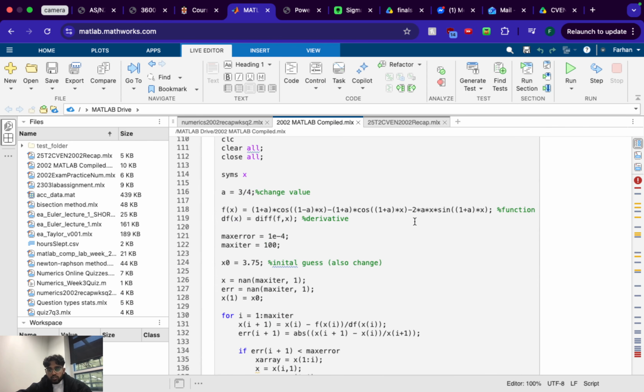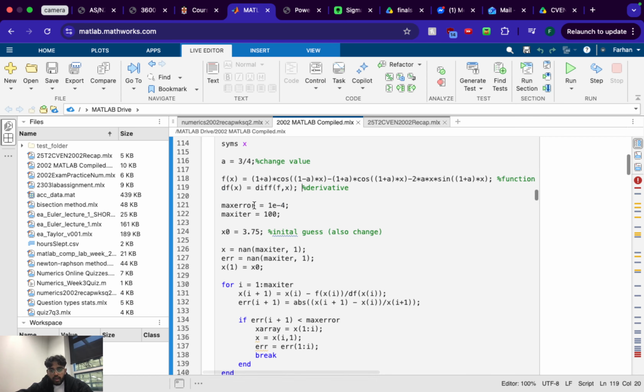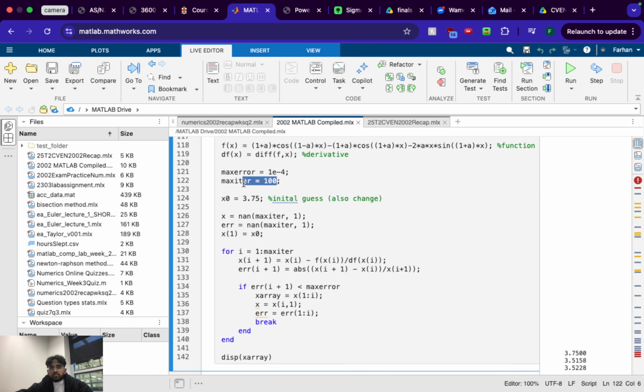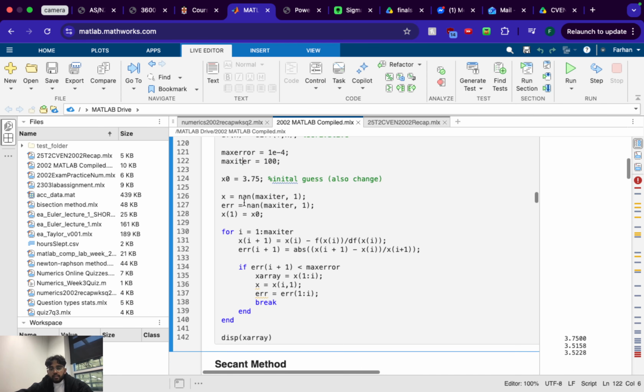Newton-Raphson method. So you start off at a certain value that they tell you to. You input your equation, you input your derivative, and in the question they'll also give you a maximum error that you can have, usually 10 to the power of minus 4, and your maximum iteration, which is going to be 100. Then you have your initial guess, which also changes based off the question.